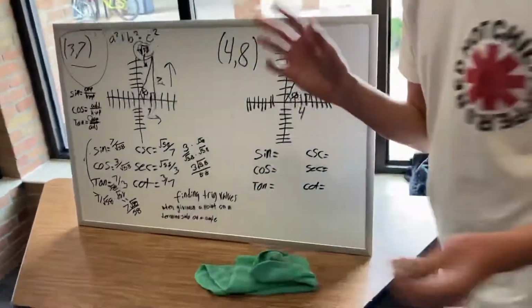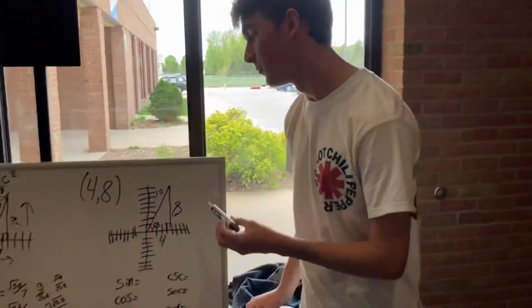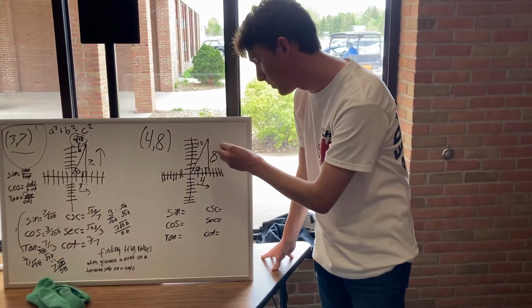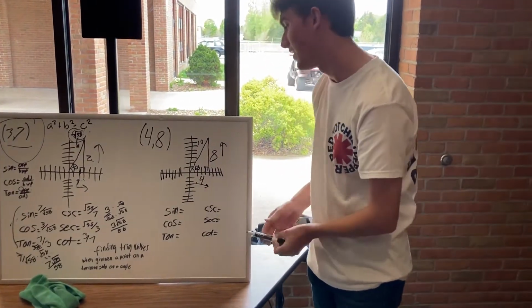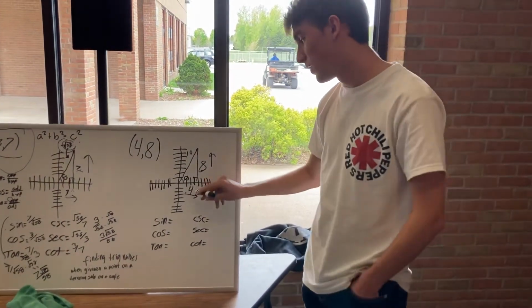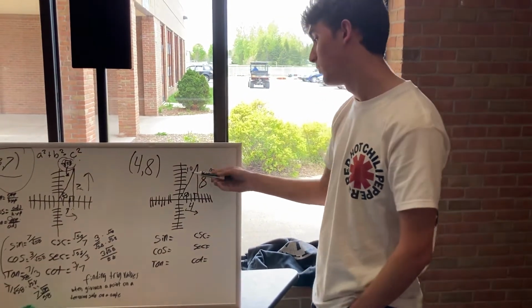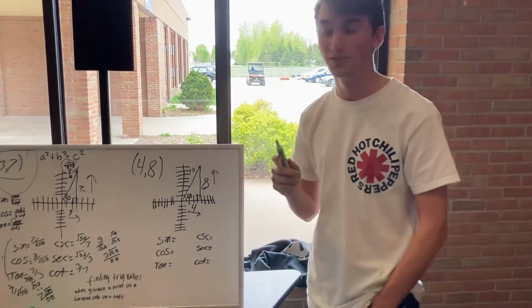Now, let me take you over to another example, because if you didn't get that first one, I'll help you out. So, given a point (4, 8), right 4, up 8. Pretty simple, right? All right, so now we have to square these two, and then take the square root of that sum, and then we would get 10 right here, the hypotenuse.